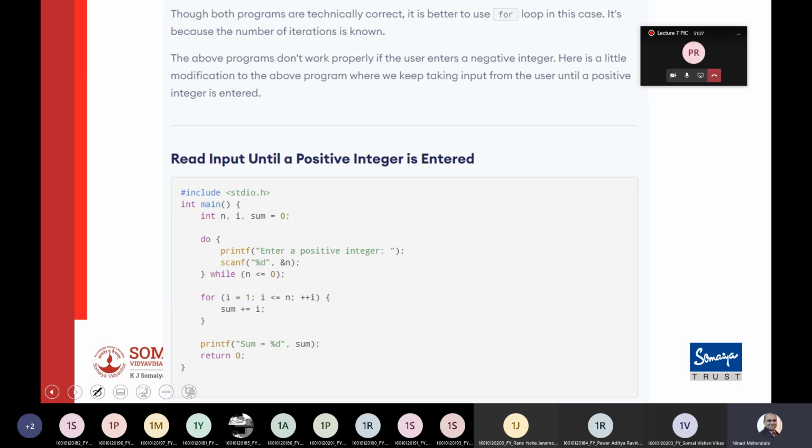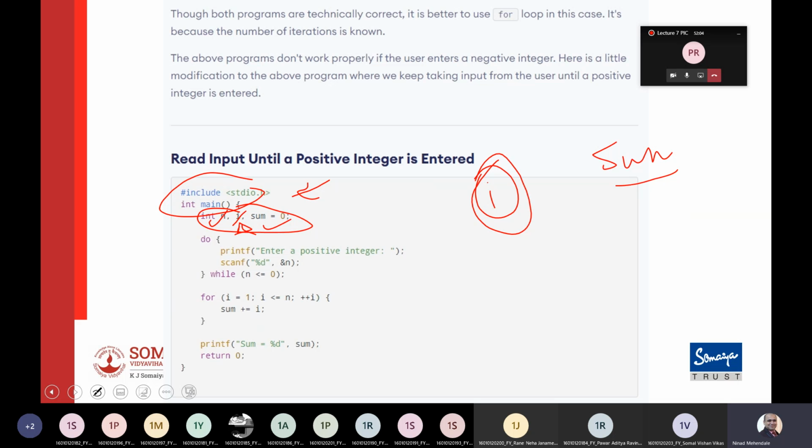So this program also we have done. Here you have to keep adding numbers, and whatever number the user enters, until a positive number is entered. So this is how it will start: stdio, then declare some variables, which are n, i, and sum. Remember, i is for iteration. Most programmers have this habit of using i for iteration, sum for summation, and maybe n for your number.